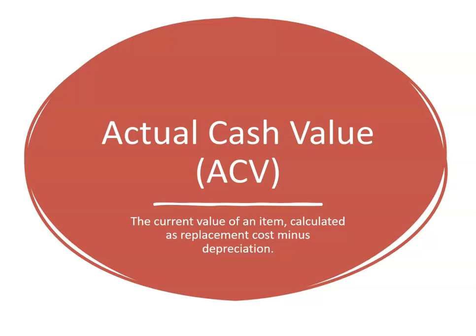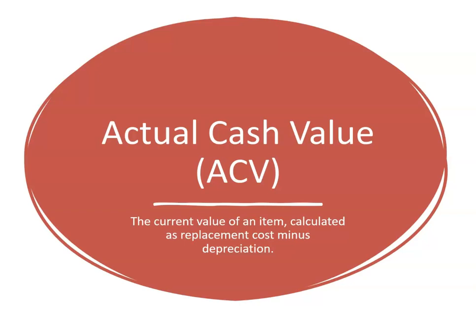Actual cash value: the current value of an item, calculated as replacement cost minus depreciation. Actual cash value, also ACV, answers the question: if your property was damaged today, how much is it worth right now? It's not what you paid for it new, it's the used value, factoring in wear and tear.